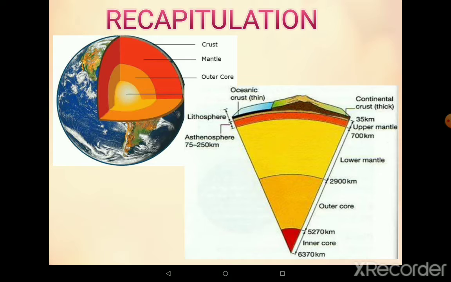The first layer is the crust, the land on the outermost layer of the earth, we can say. The uppermost layer of the lithosphere is known as the crust, and it is made up of two layers. One is Sial and the other one is Sima. Then we have learned about the mantle and then the core.